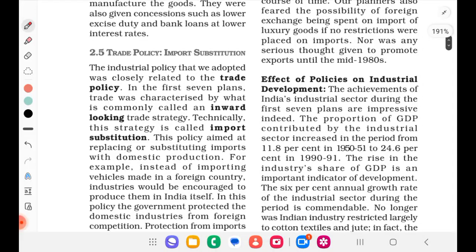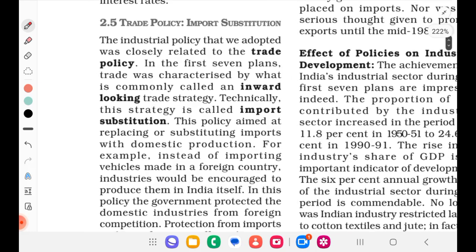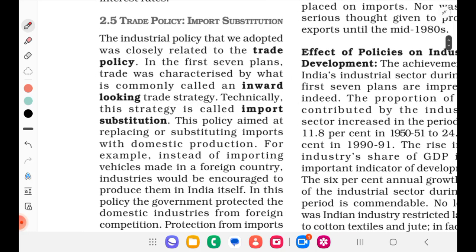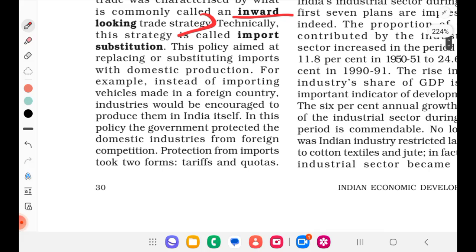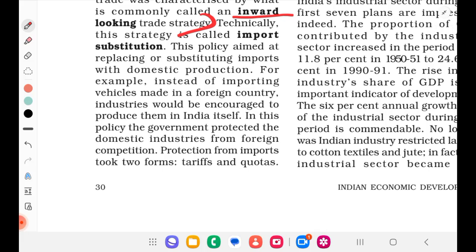Trade policy, import substitution. The industrial policy that was adopted was closely related to the trade policy. In the first 7 plans, trade was characterized by what is commonly called an inward-looking trade strategy. Technically, the strategy is called import substitution. This policy aimed at replacing or substituting imports with domestic production. For example, instead of importing vehicles made in a foreign country, industries would be encouraged to produce them in India itself.